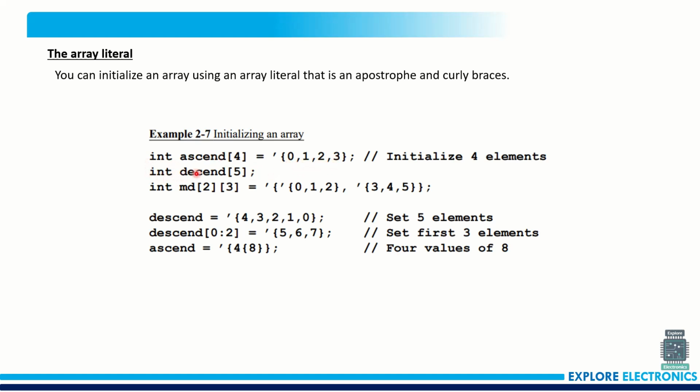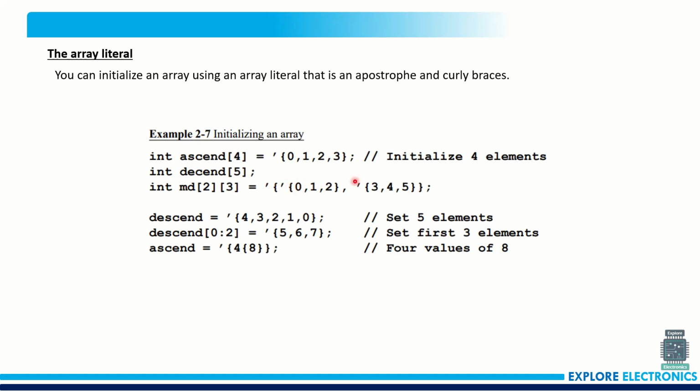Similarly, then we have int descend[5]. We have not initialized any value here at the time of declaration. Then we have one more array called int md[2][3]. It means there are 2 rows and 3 columns. That's why you can see the 2 row values here, and we need to indicate those rows separately.